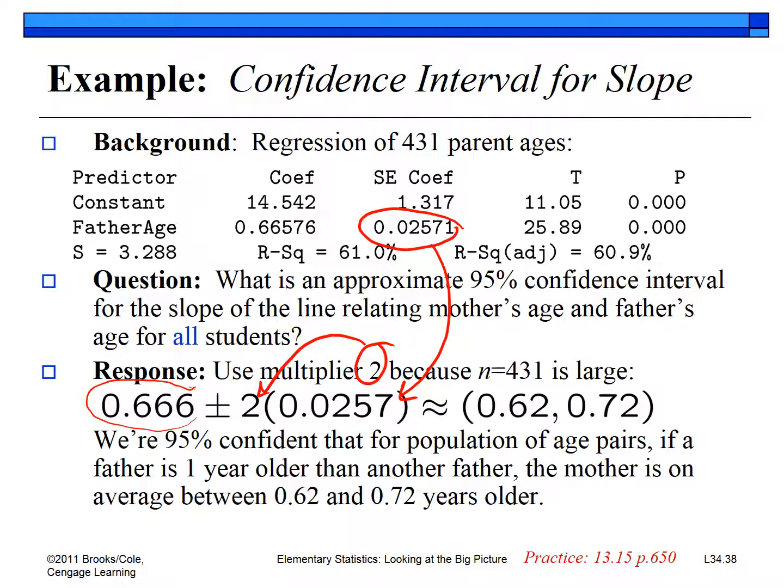So how do we interpret this? That means that we are 95% confident that the slope of the line in the population is between 0.62 and 0.72. That means if we increase x, in this case x is the father's age, if we increase the father's age by 1 year, we would expect the mother's age to go up by between 0.62 and 0.72.